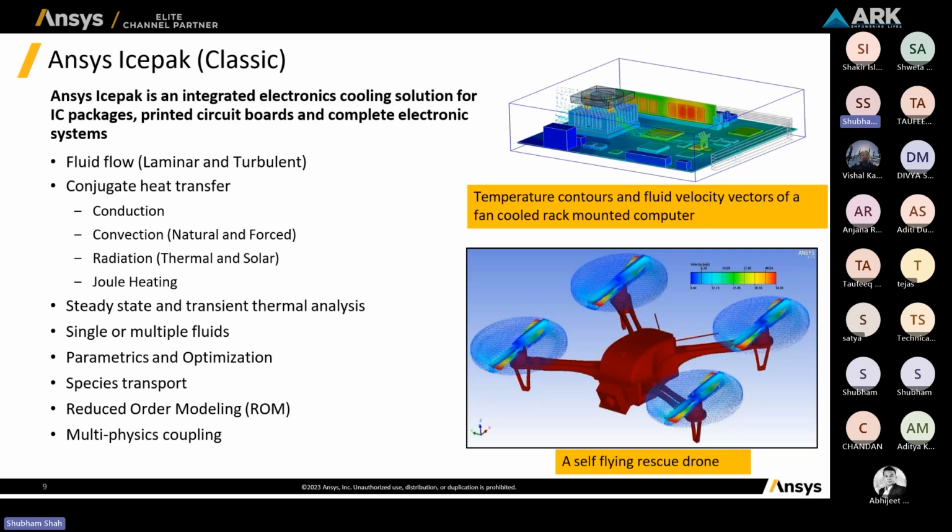Then coming to species transport. When we talk about species transport, there are chemical reaction modelings, or let's say there is a wind tunnel in which a fire is taking place and how the smoke is propagating from one place to another. These kinds of simulations are also possible with the help of Icepack Classic. Basically, these simulations are done in data centers when there is a sudden fire in any of the components, to see how the smoke propagates to other areas and how it affects the other components. These can be done using the species transport model.